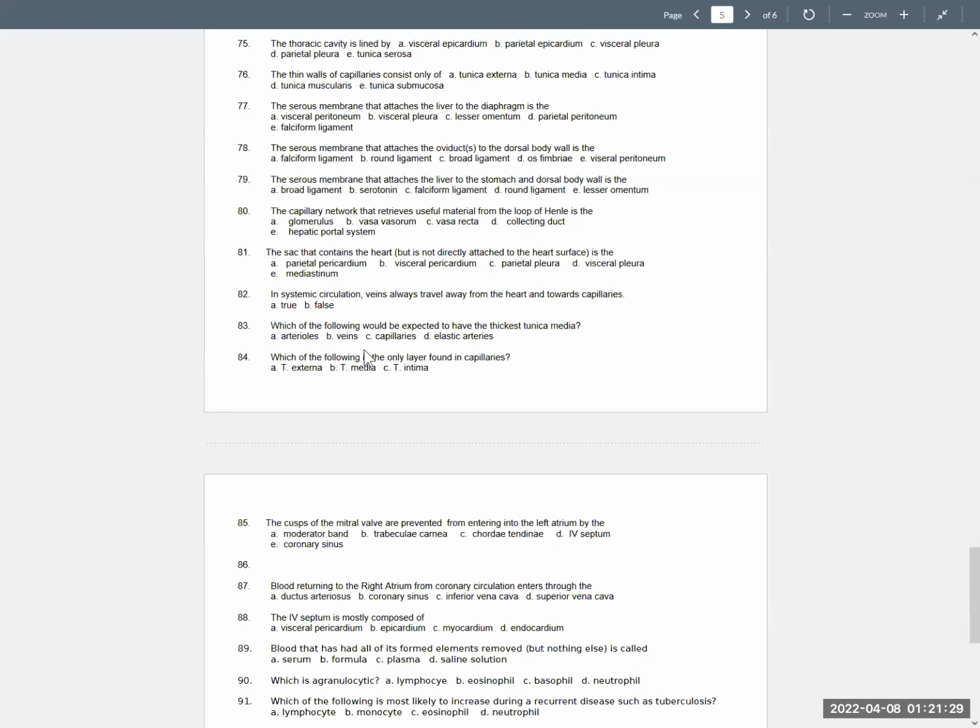83, which of the following would be expected to have the thickest tunica media? That's the central portion of the cross section of the vessel. Which one's going to be thicker? It's going to be the elastic artery. 84, which of the following is the only layer found in capillaries? That's a repeat question. We just did it. It's the tunica intima.